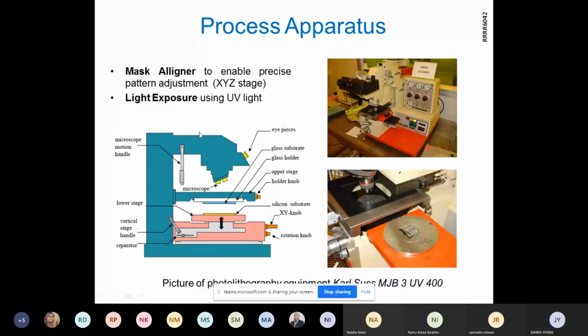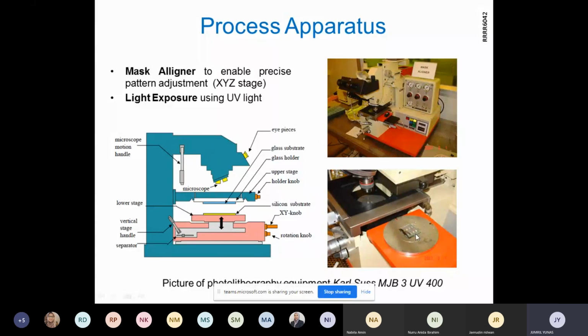The light exposure system uses UV light in the range of 200 to 450 nanometer, and we also have here the photomask system, which is located above our substrate. So we also have the wafer loading system. This is the photograph. This is the schematic. This is the wafer loading system.